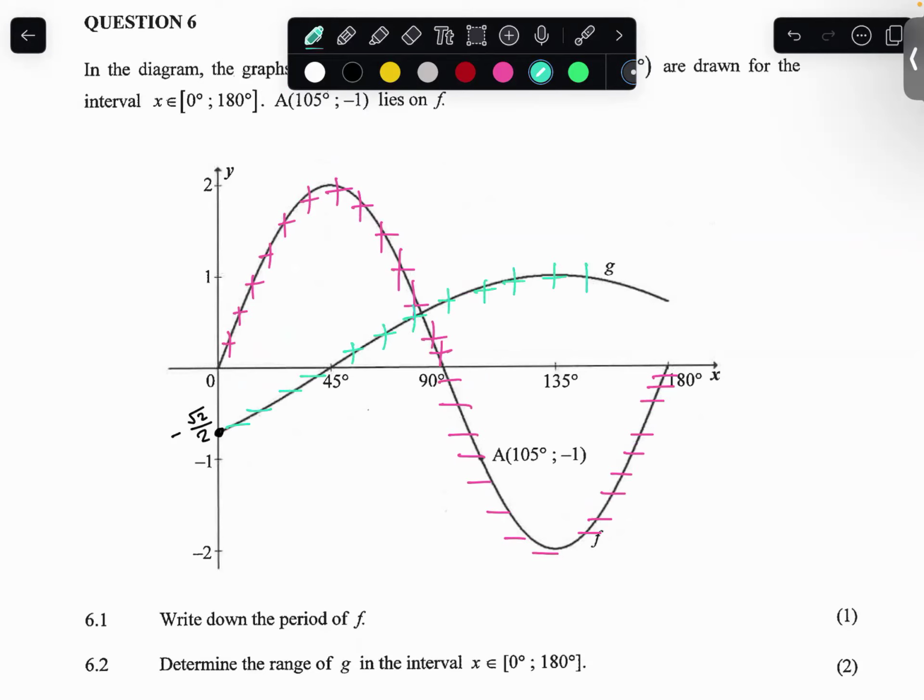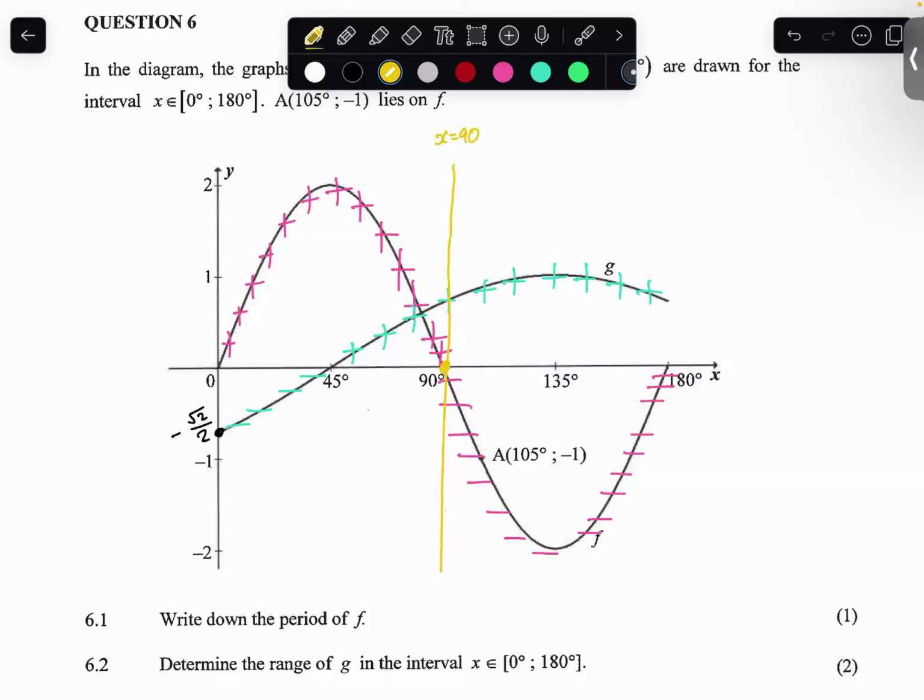And then I want you to highlight the points where the graph's signs change. So the pink, if you're just looking at the pink markings, the signs change here from positive to negative, and I'm going to draw a line on that. And that line is x is equal to 90, right?